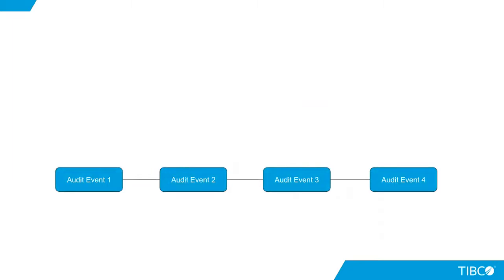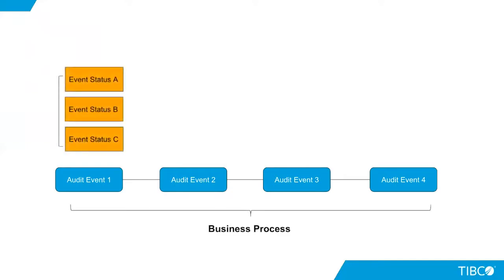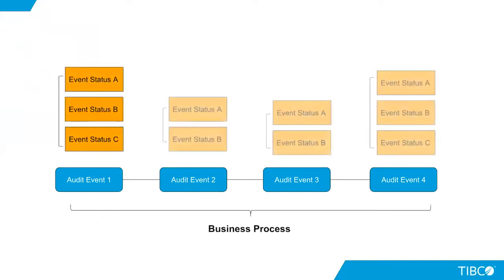A chronological set of audit events is called a business process within the TIBCO Cloud AuditSafe application. Each audit event can have one or more event statuses associated with it.